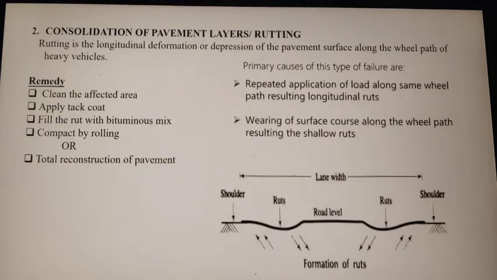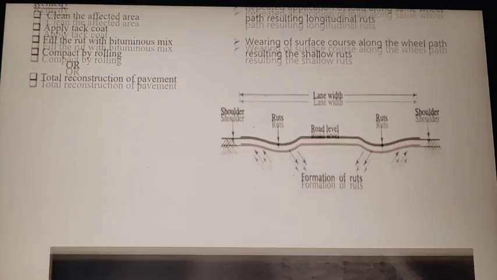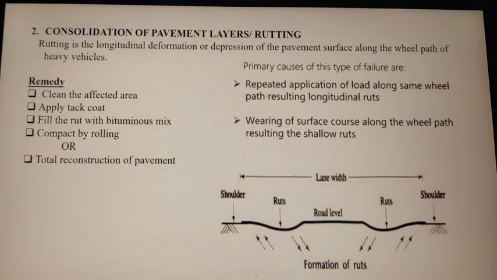Second type of failure is rutting or consolidation of the pavement layer. Rutting is the longitudinal deformation or depression along the wheel path of the vehicle. In the picture you can see a rut in the longitudinal direction. The primary cause of this type of failure is the repeated application of load along the same wheel path, resulting in a longitudinal rut.